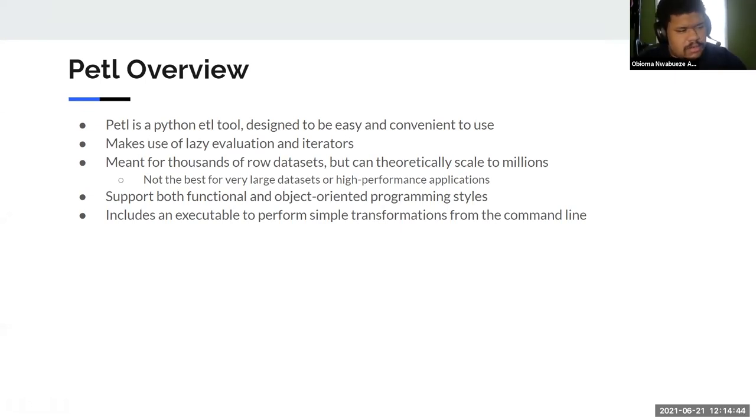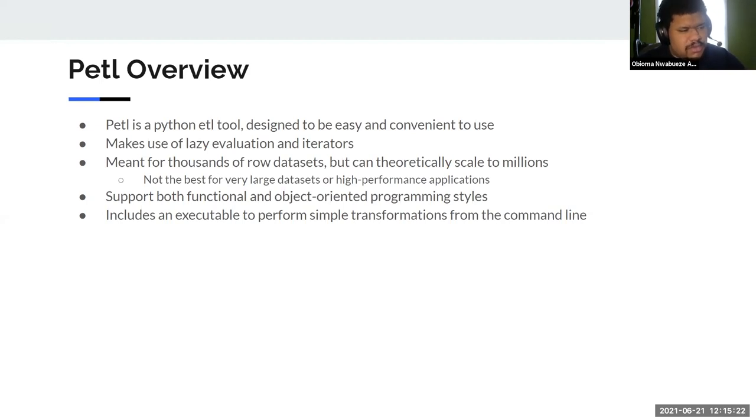It makes extensive use of lazy evaluation and iterators in order to comply with a number of different initial data formats and to save memory. It's meant for thousands, tens of thousands, maybe hundreds of thousands of rows. Theoretically, you can use it for millions of rows, but that will generally be much slower than if you used a tool built for performance. So it's not the best for very large data sets or high performance applications.